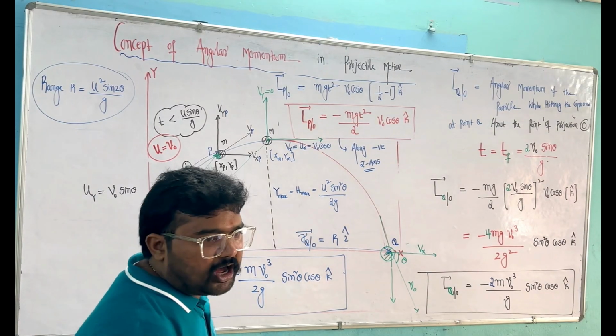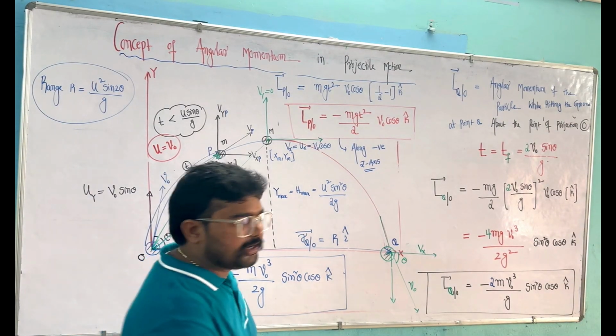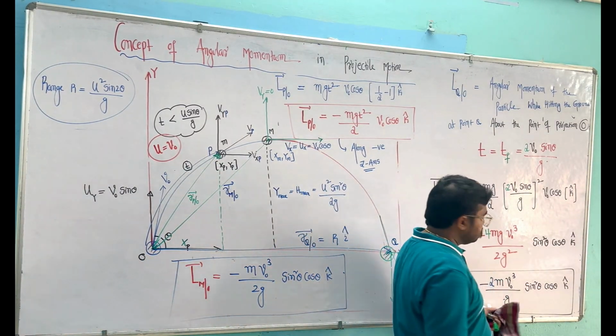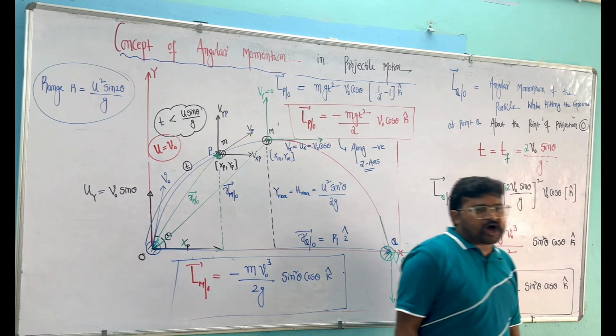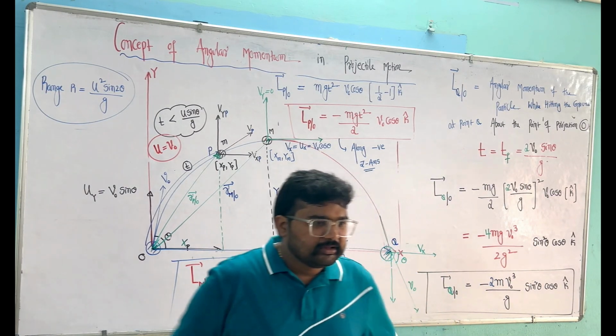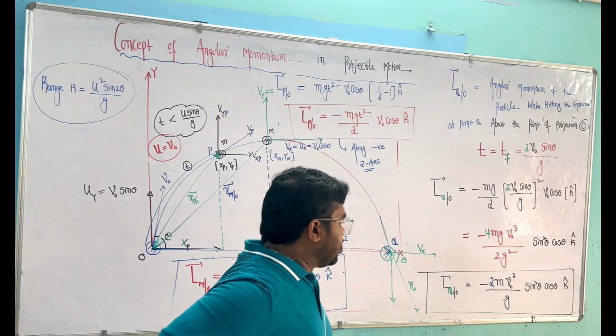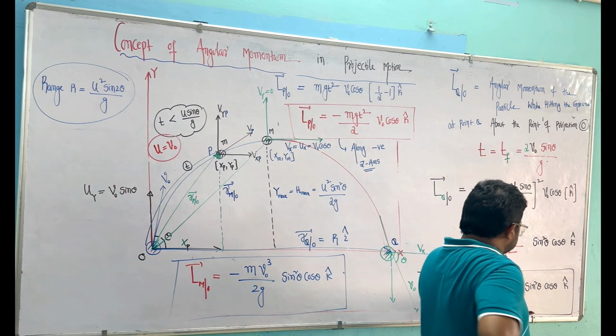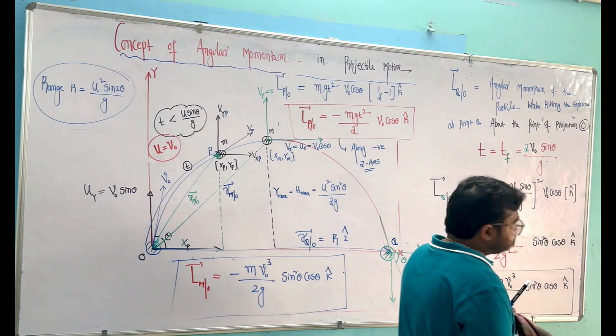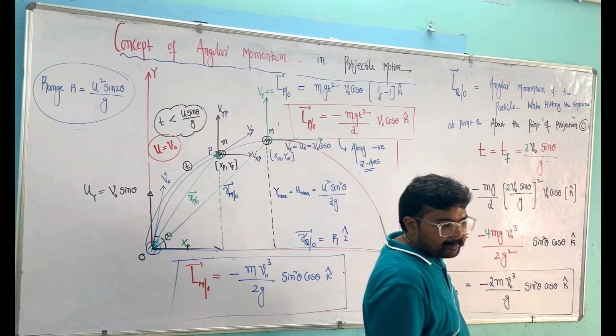Are you following or not? Now we need to talk about this. 2 sin theta cos theta can be written as sin 2 theta by g, m into V naught square. Completed.